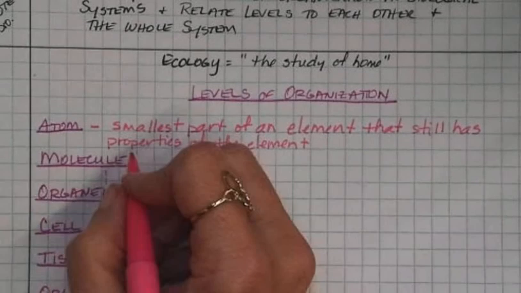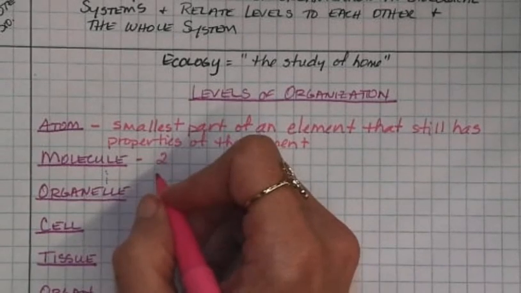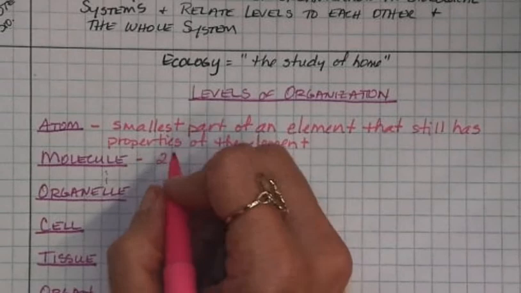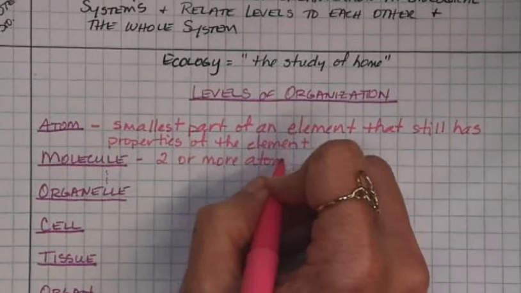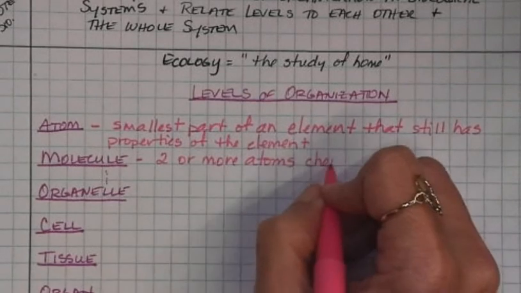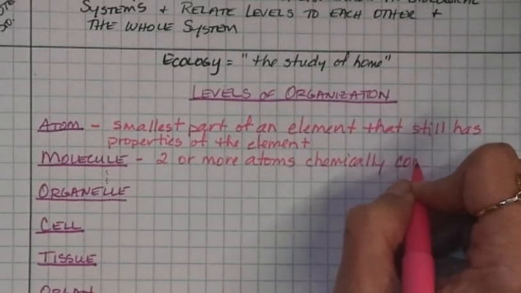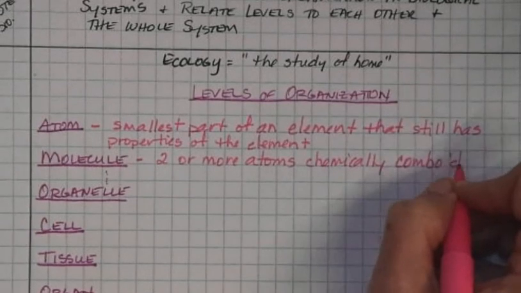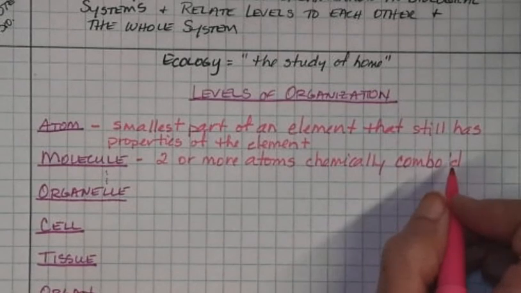The next one we go to is the molecule, and when you have two or more atoms chemically combined or chemically bonded together, that's a molecule. Two or more atoms chemically combined. So combo, combine, and I just made it past tense, so chemically combined.